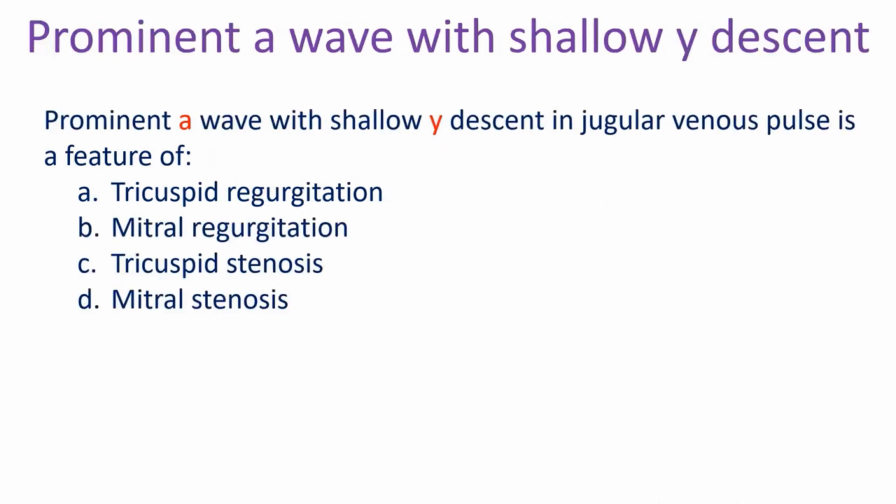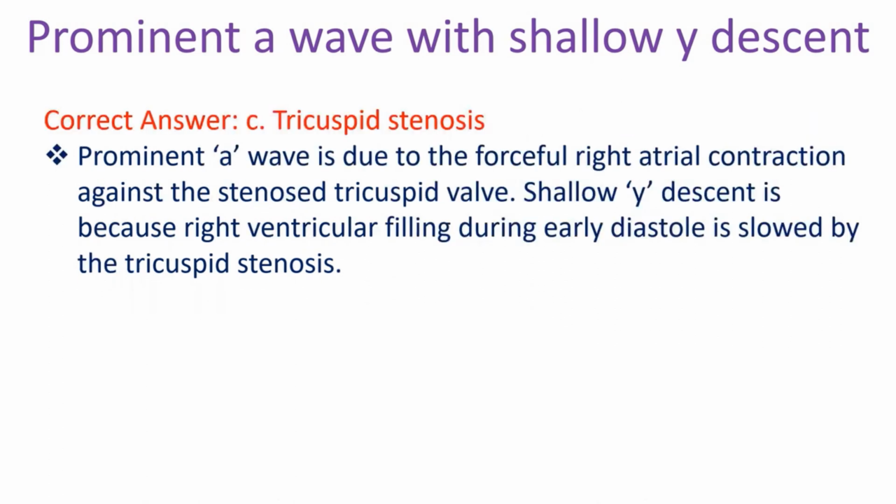Prominent A wave with shallow wide descent in jugular venous pulse is a feature of A. Tricuspid regurgitation, B. Mitral regurgitation, C. Tricuspid stenosis, D. Mitral stenosis. Correct answer C. Tricuspid stenosis. Prominent A wave is due to the forceful right atrial contraction against the stenosed tricuspid valve. Shallow wide descent is because right ventricular filling during early diastole is slowed by the tricuspid stenosis.